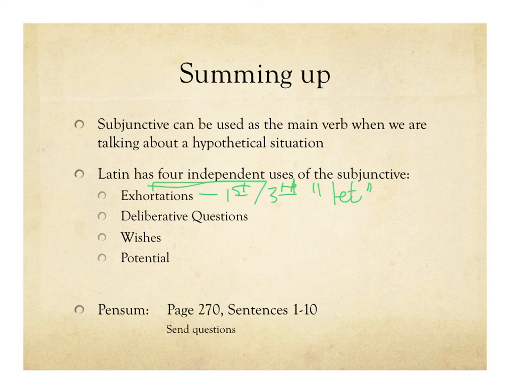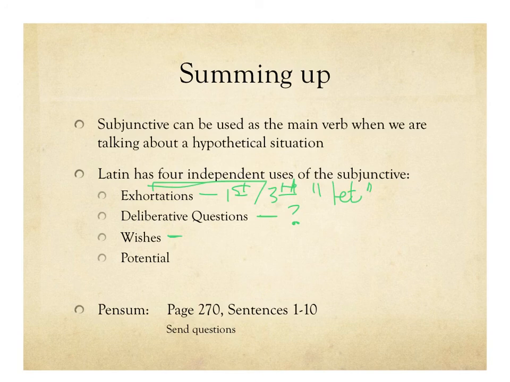We also have deliberative questions. These are always going to have a question mark at the end, so you know that it's a deliberative question. And again, we're going to translate it in a way that shows that it's not a fact. It's something that might or should happen. Usually it's in the present subjunctive, but you might see an imperfect or something like that.